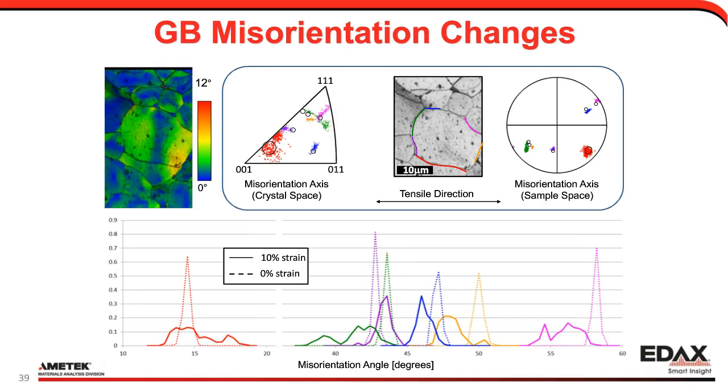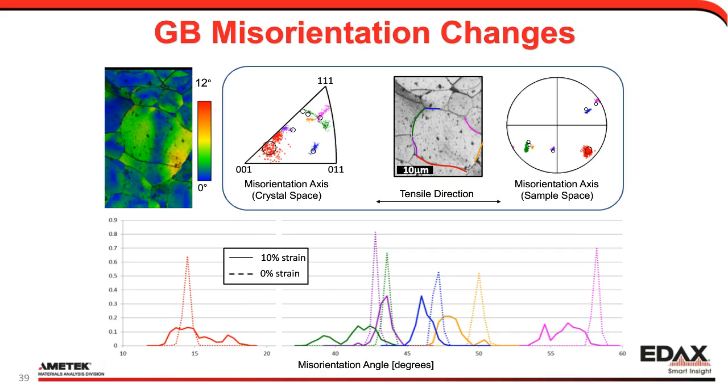Some interesting things. We also, in this material, looked at the misorientation at the grain boundaries. You can see for that red grain boundary, it really changed orientation quite a bit as the two grains are moving away from each other. At other boundaries, the grains seem to have moved in a more compatible way. And you can see, for example, the blue one hasn't changed a whole lot in orientation.